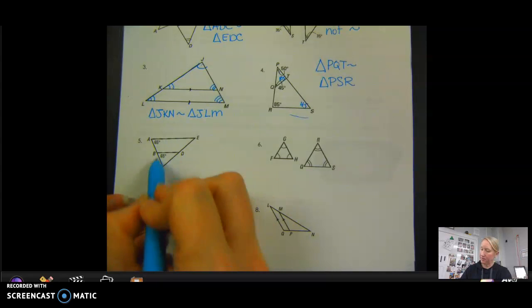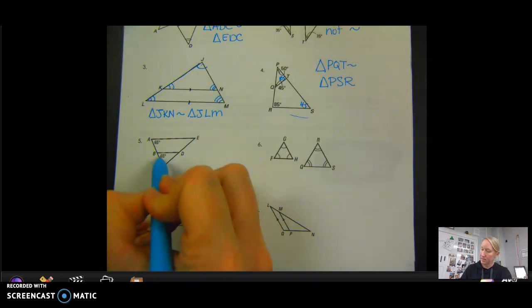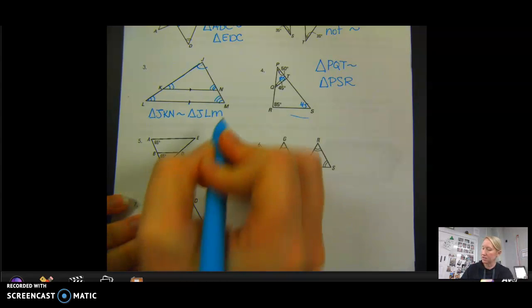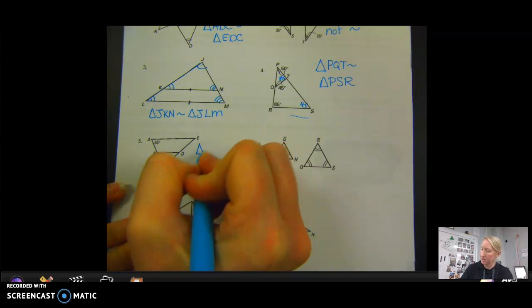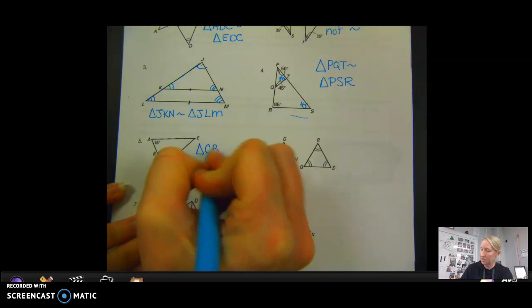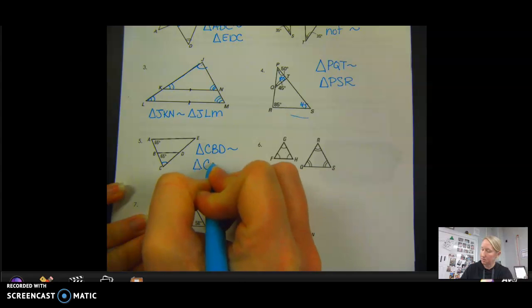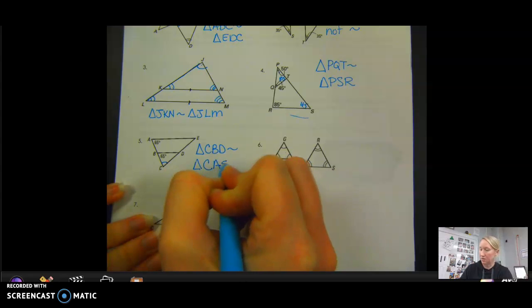Next problem, we have a triangle here and we have a triangle here. 65 and 65 match up. They both share angle C, so those are congruent. So they are similar. So triangle, let's start with the small one, C to B to D is similar to triangle. C matches up with C, B matches up with A, D matches up with E.